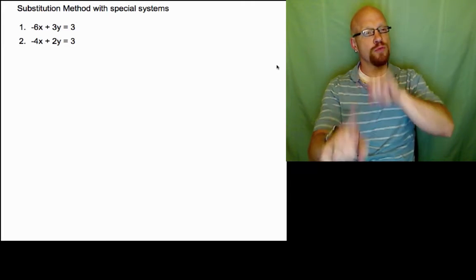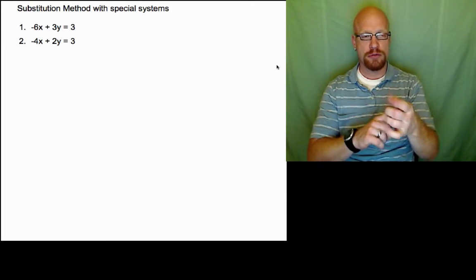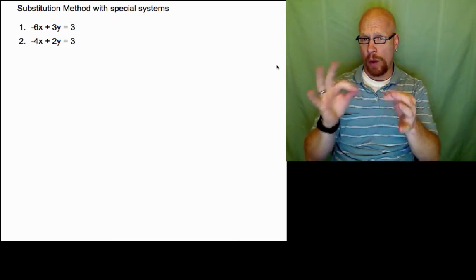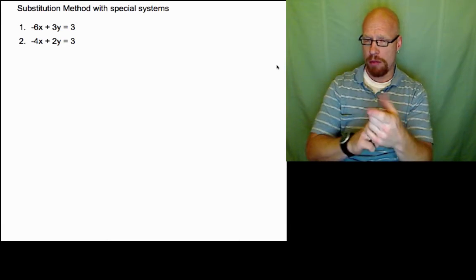We have a system of two equations which we need to find an answer for. We have two equations and two unknowns, two unknown variables.